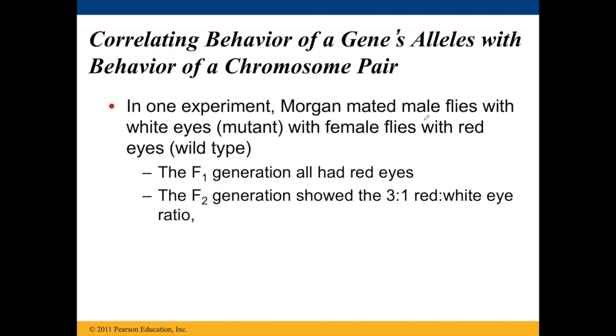So Morgan basically wanted to start by essentially repeating what Mendel did. Remember Mendel, he started out by doing monohybrid crosses, and he took like a purple flowered plant and mated it to a white flowered plant. In the F1 generation, he got all purple flowers. In the F2 generation, he got a 3-to-1 ratio of purple to white, dominant to recessive. So Morgan's like, all right, I'll do basically the same thing, except I'll use flies.